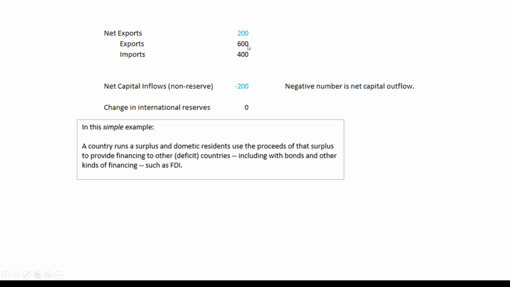Let's now think of a surplus country. In this case, we're exporting 600, we're importing 400, and we have a surplus of 200. That means that we actually have net capital outflows. But what does that mean? That means that when we have a surplus, our country has some extra savings that it can supply to finance projects and spending in the rest of the world, effectively financing the deficit in other countries, the deficit countries.